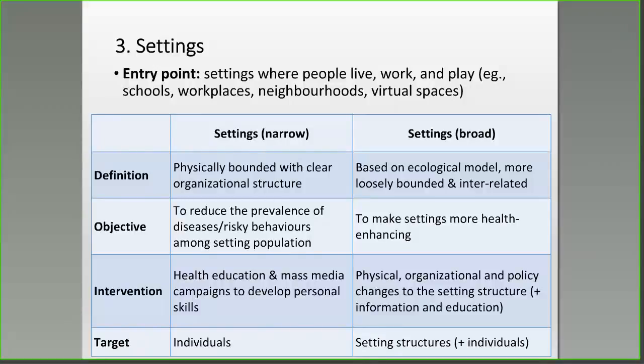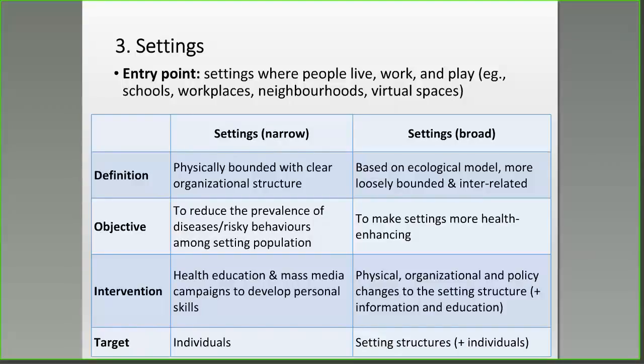On the other hand, there is a less common, broader conceptualization of settings, which views them as more loosely bounded and interrelated. So this is based on an ecological model of health, where different settings, such as schools, workplaces, and neighborhoods, for instance, would be seen as interacting with each other rather than being isolated from one another.